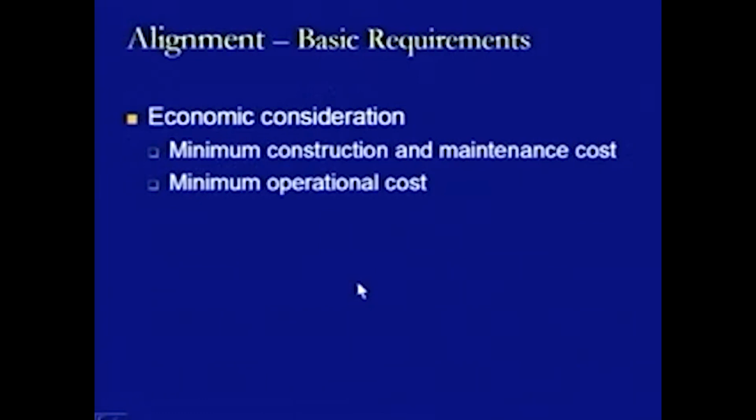Of course, one more point in the case of the basic requirements is the overall cost of the alignment. As far as possible, the overall cost of the alignment should be as low as possible, and this is what is being given here. When you talk about this economic consideration or the overall cost, it is to be talked about at three levels. One is the construction level, another is the operational level, and third is the maintenance level.